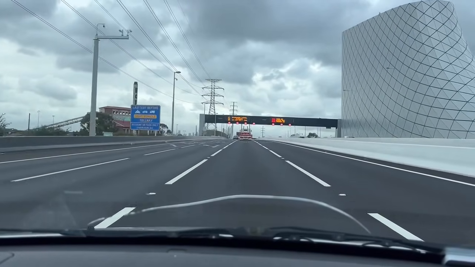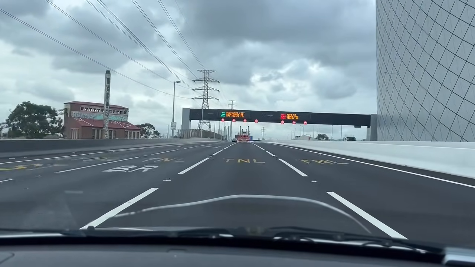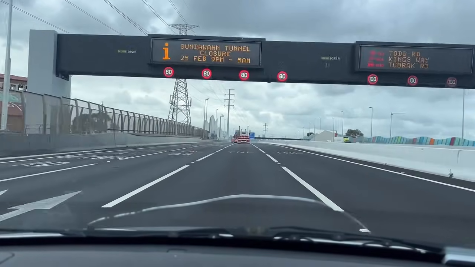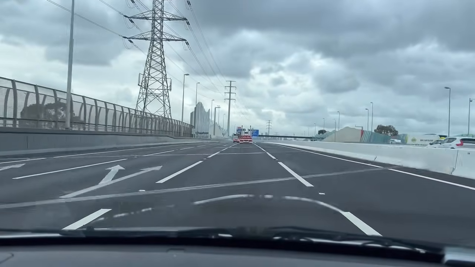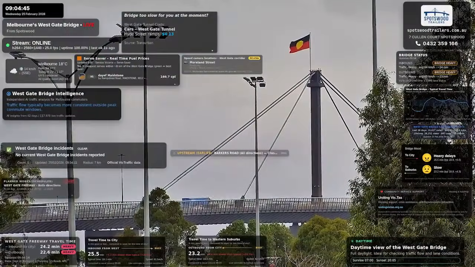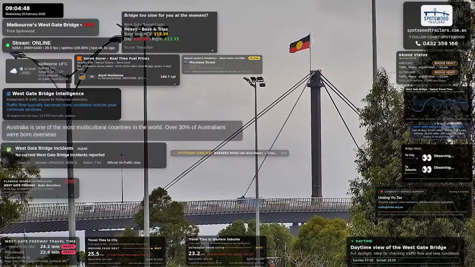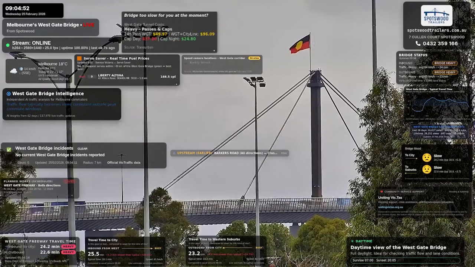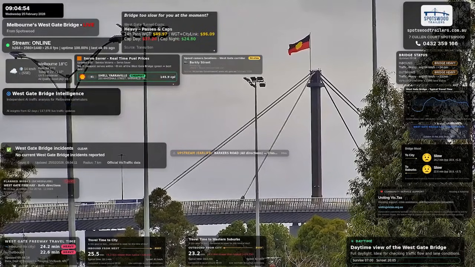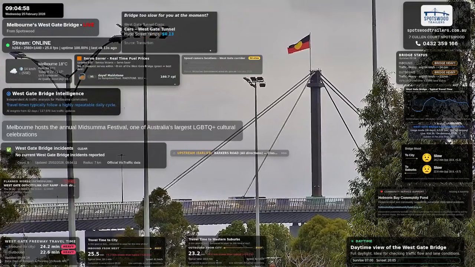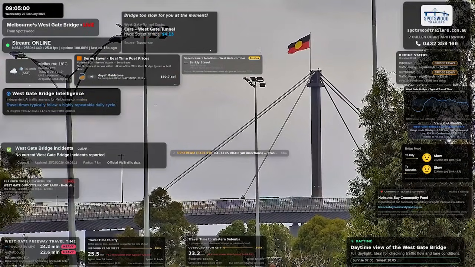So it's looking for both unplanned incidents, which are crashes, breakdowns, etc., and it's also watching upstream. So it's saying, okay, are there any upstream incidents? Okay, and I updated the code for that this morning, so that the emojis and the text reflect if there's an upstream incident that is causing traffic to bank up on the Westgate Freeway.